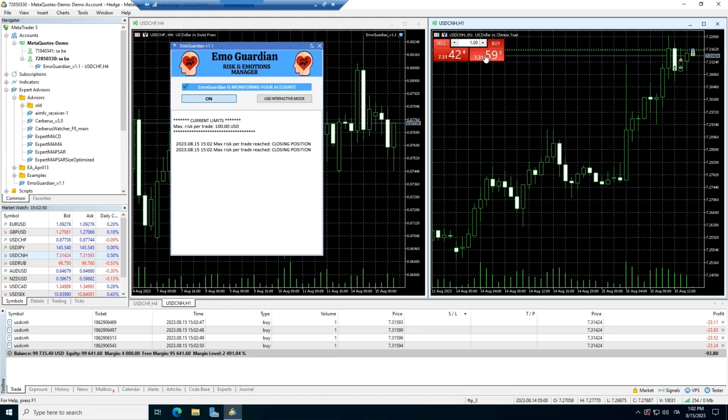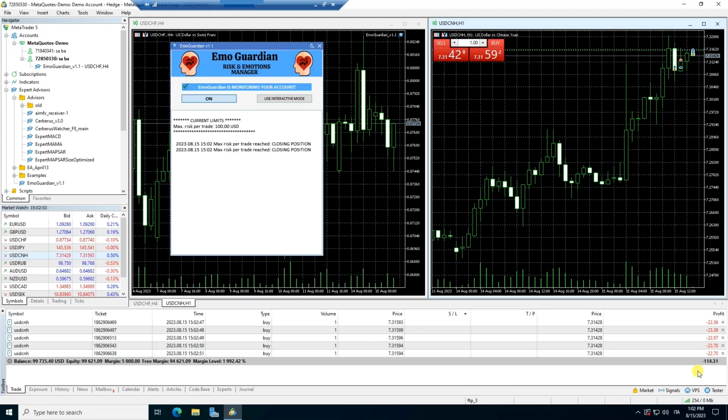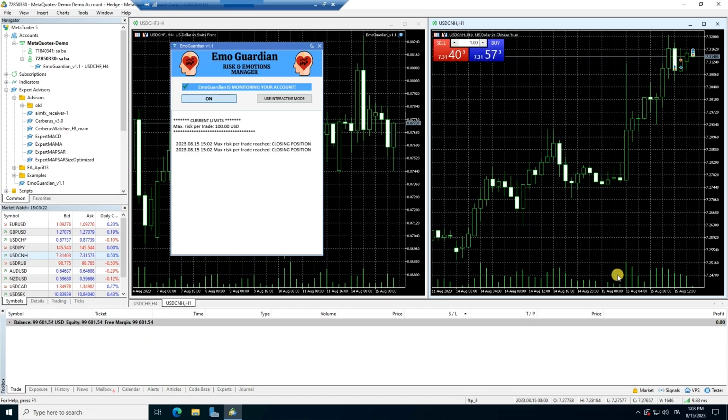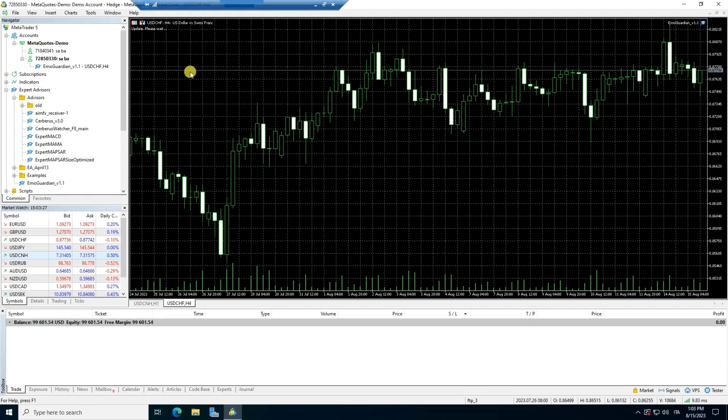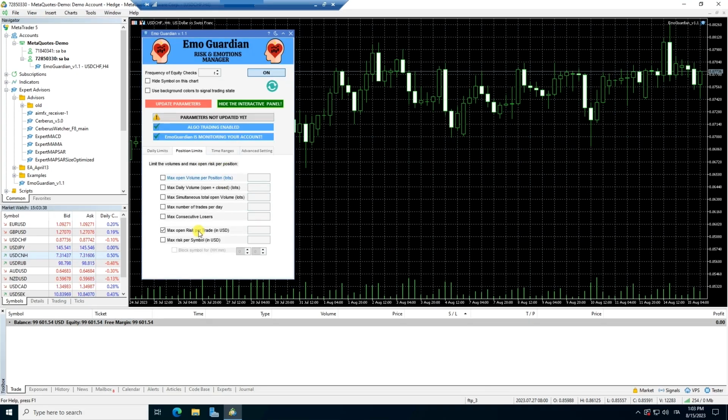You see, in this case, I am losing $130 on the USD versus Chinese yuan. However, this position is not closed, because this is a risk associated to the single trade, and none of these trades is losing more than 100. So how do I impose a maximum risk on this position? I must use another option of the EMO Guardian, which I think is one of the most important and most powerful limits that you will see.